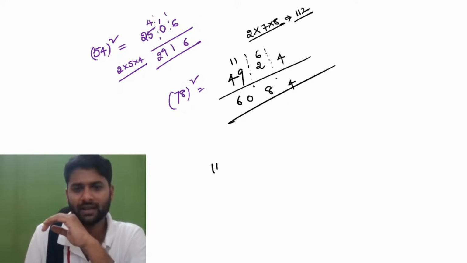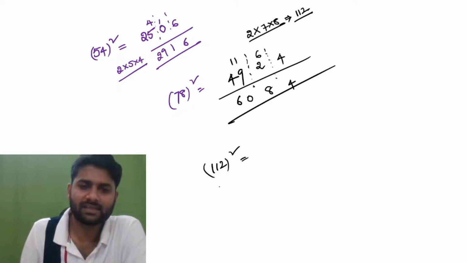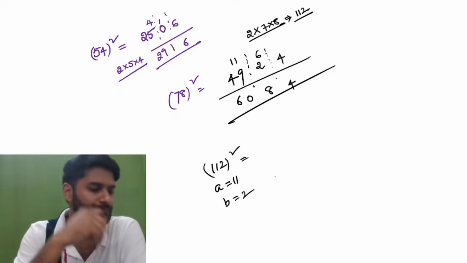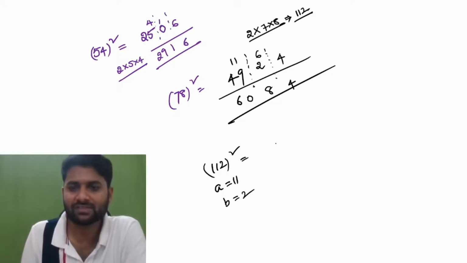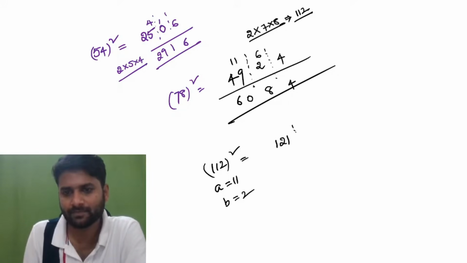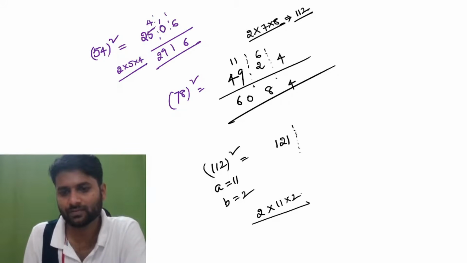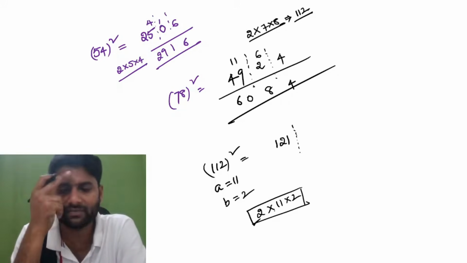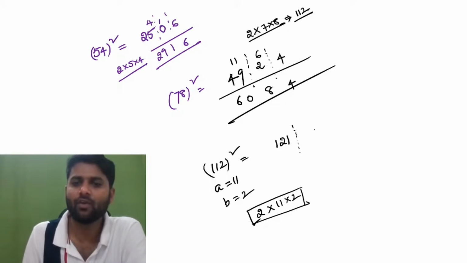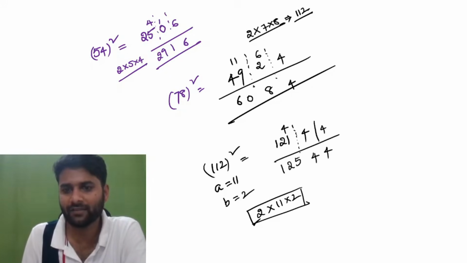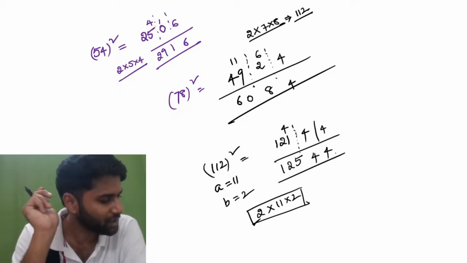Let's go for 112 square. In this case, you have to consider a is equal to 11 and b is equal to 2. Now the same approach: 11 square is 121, write down the same. 2ab is all about 2 into 11 into 2. If you go through that multiplication, 11 into 2 is 22, 22 into 2 is 44. So write down 4 and 4 is carryover. Finally again 2 square is equal to 4. Final answer 4, 4, 125. So 12,544 is the correct answer.